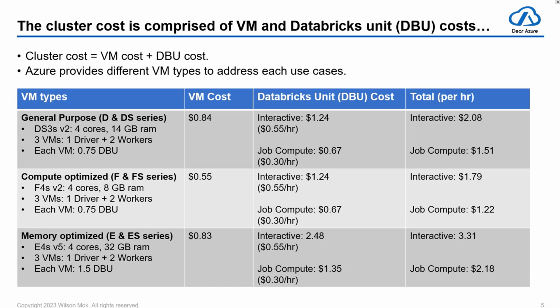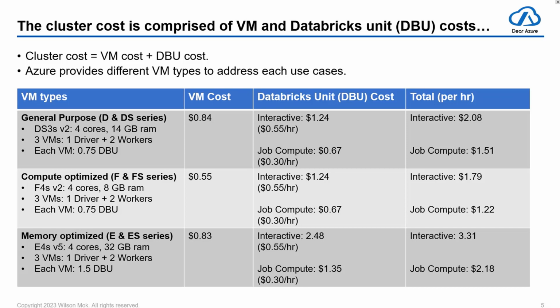So with that in mind, we've broken it down into two separate cost areas. Both the general purpose and the compute optimized for a 4 core machine charge 0.75 DBU. That's how Databricks measures the processing capability. As you can see in the last row, memory optimized is significantly higher, at a 1.5 DBU charge. And the total cost on the right-hand side also translates that cost across.